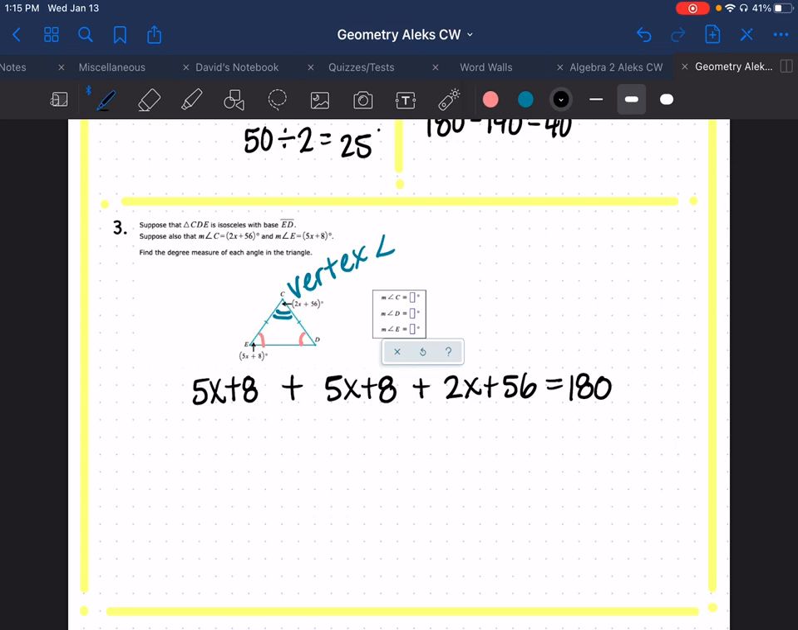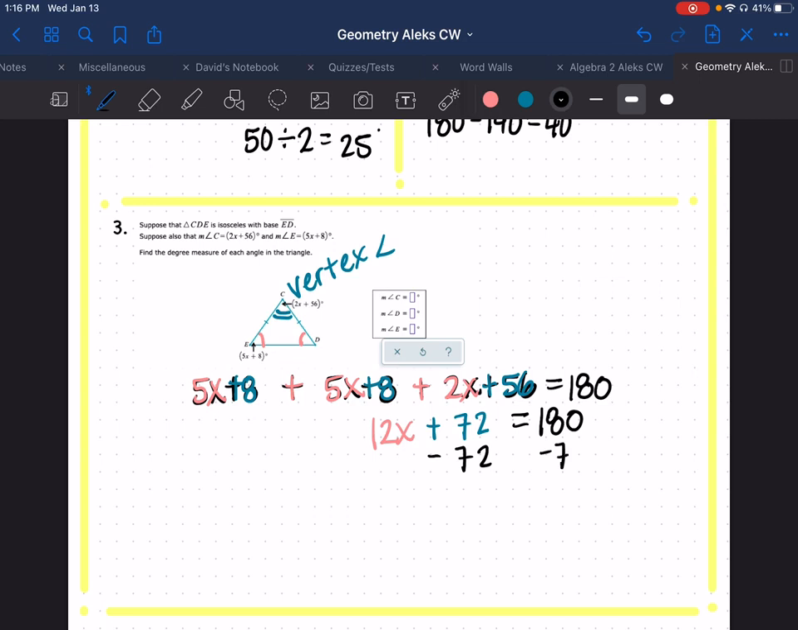And I'm going to go ahead and combine my like terms. So I'm going to use my same colors here just to help me combine my like terms. So 5x plus 5x, that's 10x, plus 2x, that would give me 12x. And then 8 plus 8 plus 56, that's 72. So plus 72 equals 180. And now I'm just going to go ahead and solve.